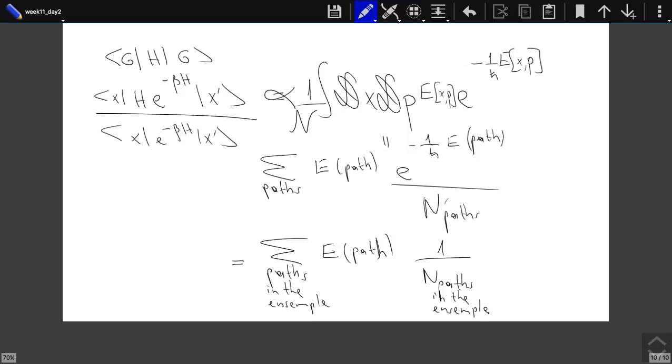Now what we did here, we already had created this ensemble of paths. So the paths that have a large energy, we have very few of them already. And the paths that have a small energy, we have a large number of them. So this exponential factor over here just suppresses the contributions of the paths with high energy relative to the contribution of the paths of lower energy.